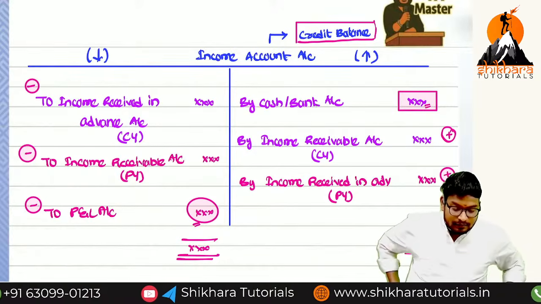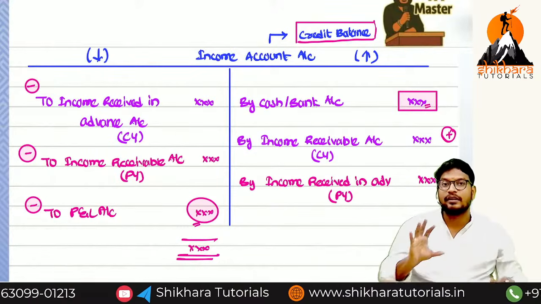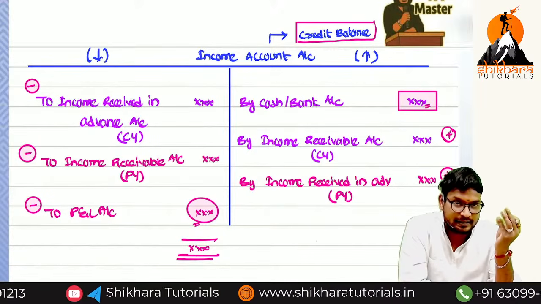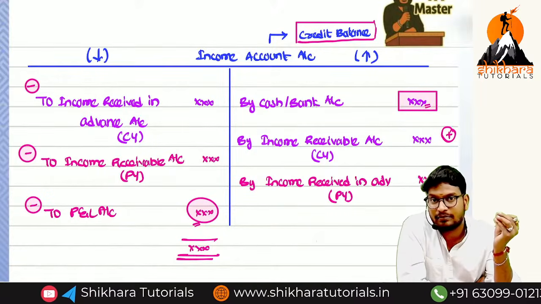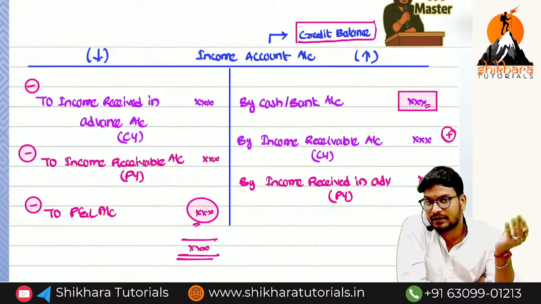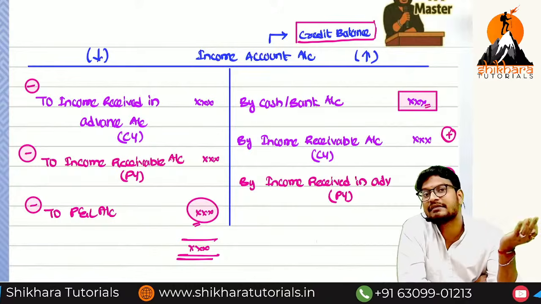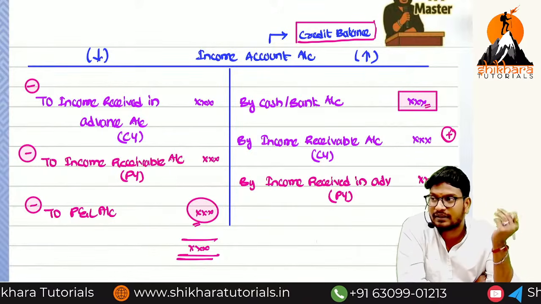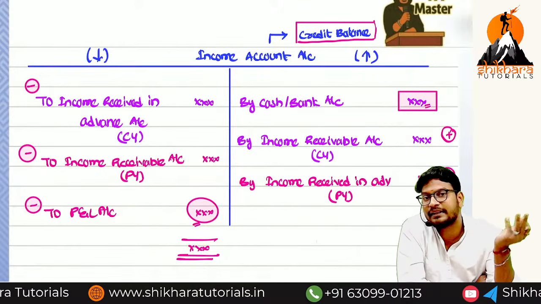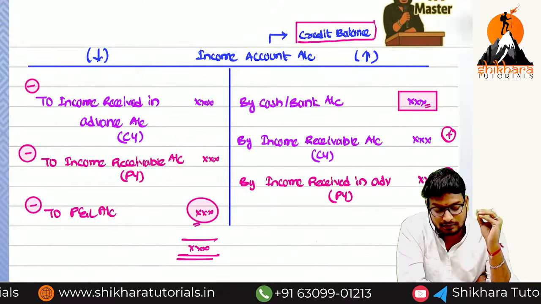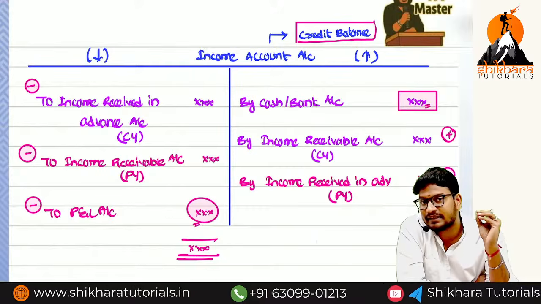I think you got a clear picture about all the 5 accounts. What are the 5 accounts? Debtor account, creditor account, asset account, expenditure account, and income account. So please be careful if they give the previous year information. If the current year information is given, we know the entries, and we can easily pass them.